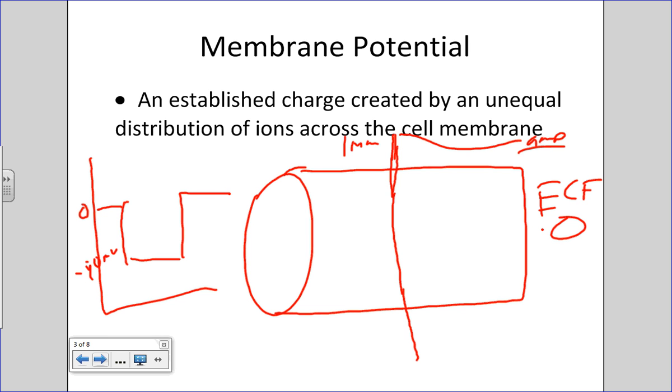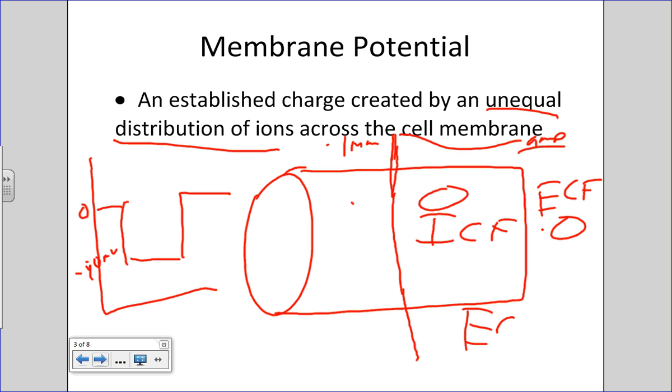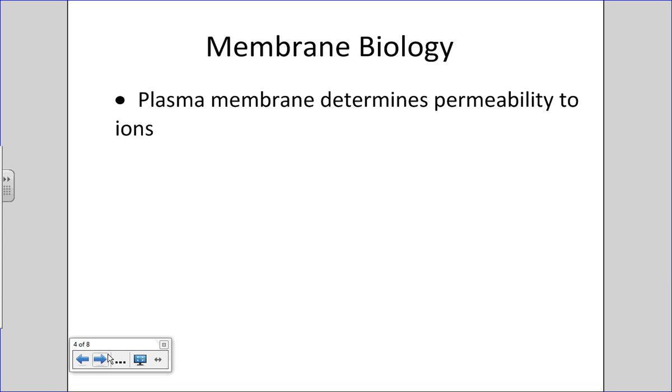So what we're saying here is that there is an electrical difference between the inside of the cell versus the outside of the cell, and that charge difference is created by an unequal distribution of certain ions across the cell membrane. So you have to start thinking that there are different concentrations of certain ions within the intracellular fluid versus the extracellular fluid. Let's talk about how we establish these concentration differences. In order to do that, we have to have a basic review of membrane biology.